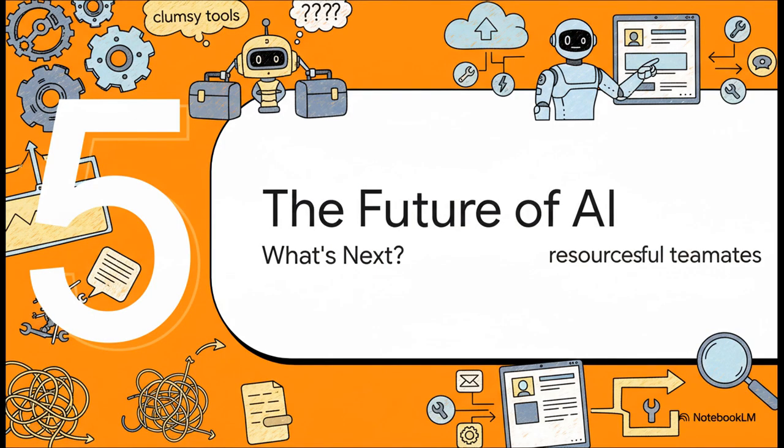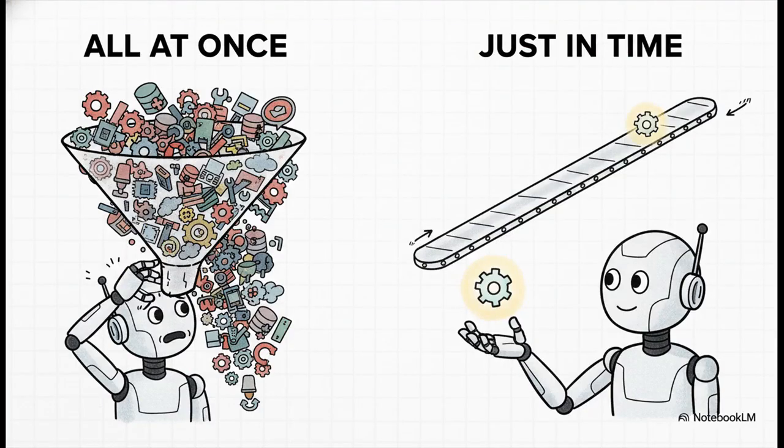This whole evolution has been just incredible to watch, but honestly, it feels like it's just the beginning. So where is all of this heading next? If there's one single thing to take away from this whole journey, it's this shift from all at once to just in time. What we've learned is that the secret to a really powerful AI assistant isn't just about giving it more knowledge. It's about giving it the right knowledge at precisely the right moment.